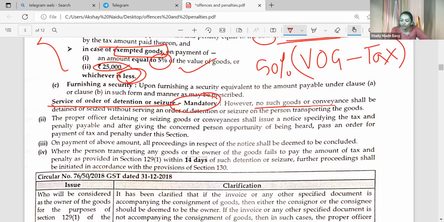However, no such goods or conveyance shall be detained or seized without serving an order of detention. Compulsory, if you want to detain or seize goods, it's mandatory that you have to give what? You have to give service of notice. It is not just issue of notice. Notice must be served. That is mandatory.